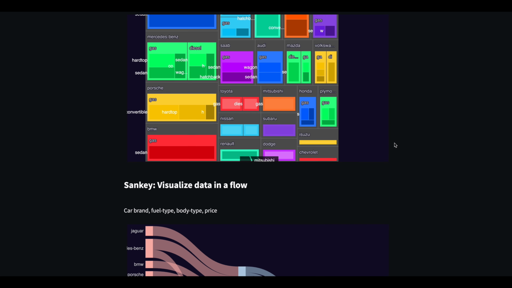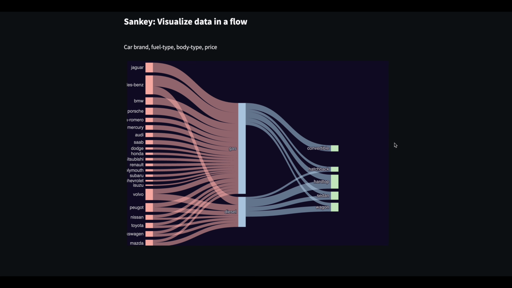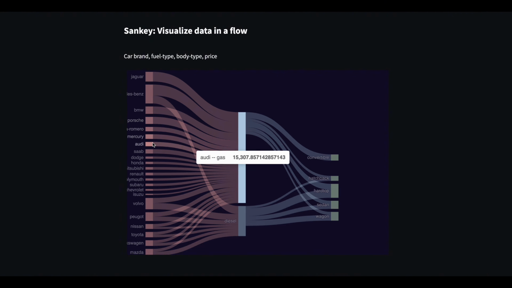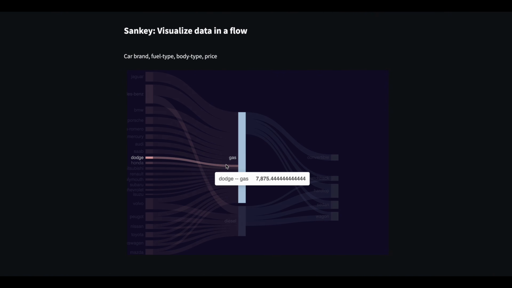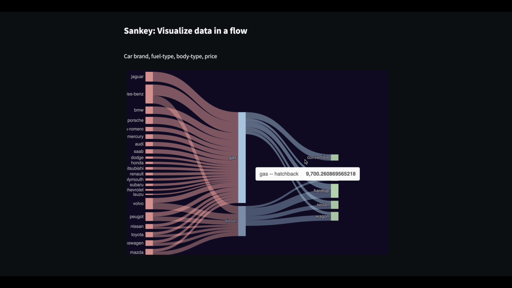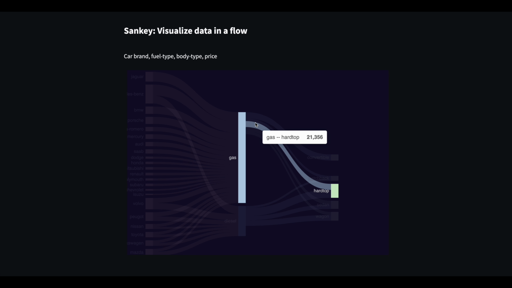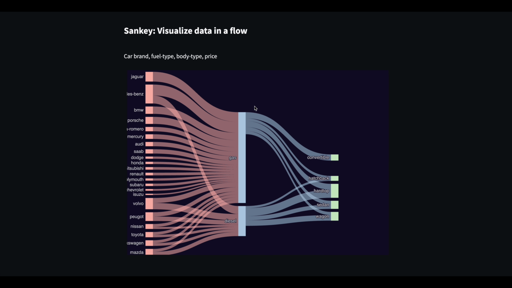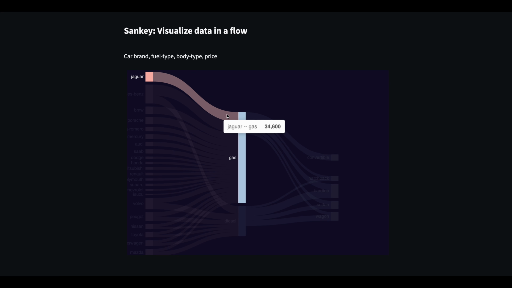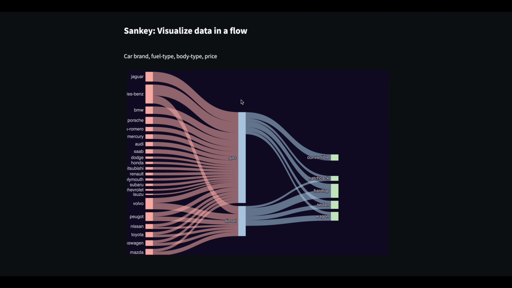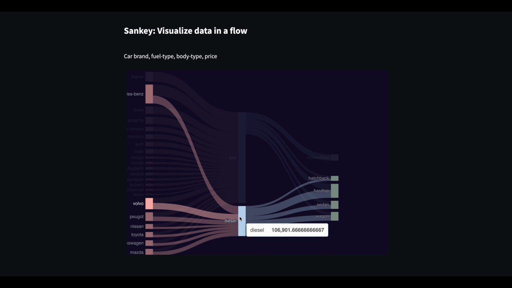The third visualization is the Sankey chart, which displays data as flows. Here, the flow moves from brand, fuel type, body type, and the width of each link represents the average price. From this, you can instantly tell that Jaguar again has the highest average price. You can also see that the number of gas models is far greater than diesel models.